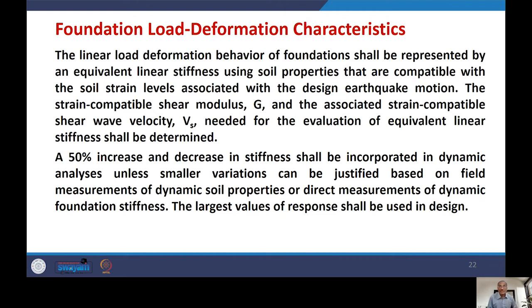Then a 50% increase and decrease in stiffness shall be incorporated in dynamic analysis unless smaller variation can be justified based on field measurements of dynamic or direct measurement of dynamic foundation stiffness. The largest value of response shall be used in the design. So first of all, a 50% increase or decrease is possible for dynamic analysis. But as said earlier also, if there is already some increase in stiffness, then the total should not exceed 50% when you consider the earthquake load, even for very good strengths.